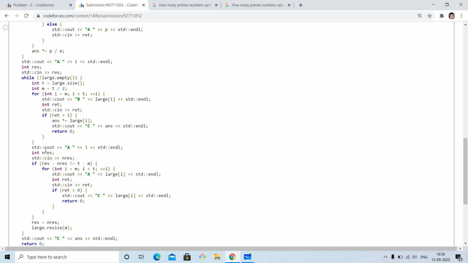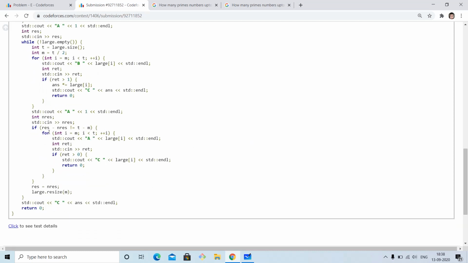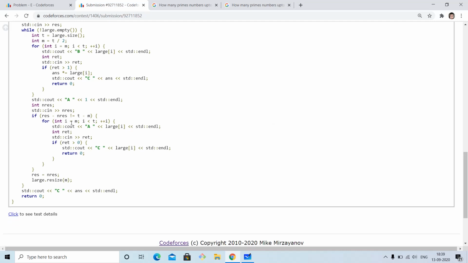Otherwise, we have to check whether some number in this range m to t, from middle to the last, is x itself, that is, x is itself a large prime. For that, we have to output again the number of elements in the set. If the difference between the number of elements in the set now and earlier is not t minus m, because we have removed t minus m because of the B query, then it means that one number is still there in that range, which can be our x.